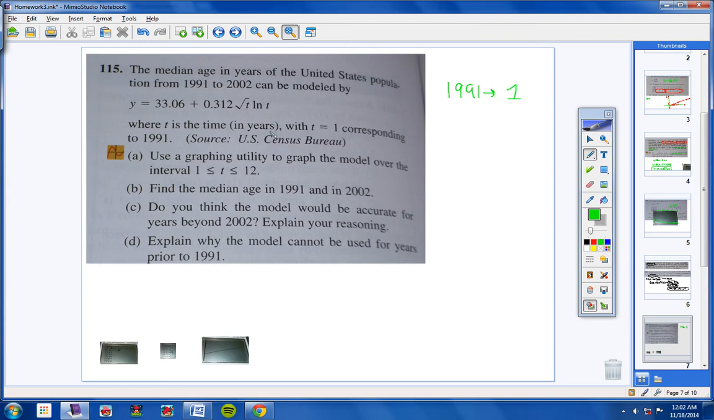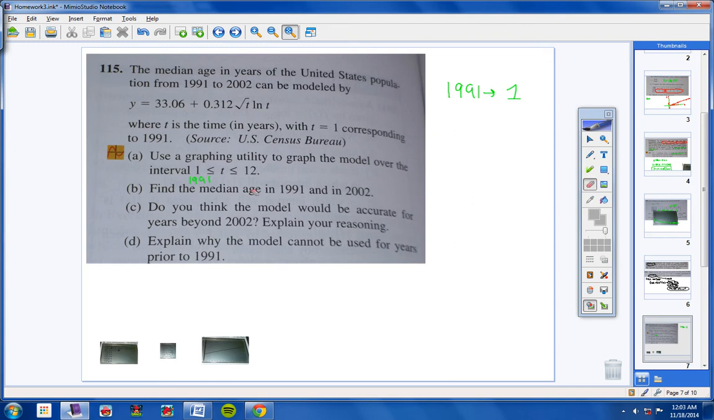Alright, moving on. Now, this model is good from 1991 to 2002, so we're going to say that t runs from 1, which is representative of 1991, and it runs to 12, which is representative of 2002. Because again, don't forget, students, 1991 is represented by 1. Alright, let's continue on.